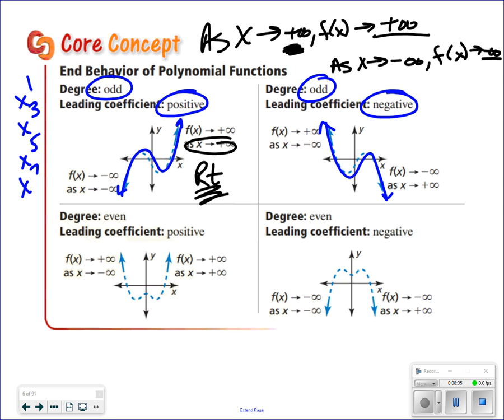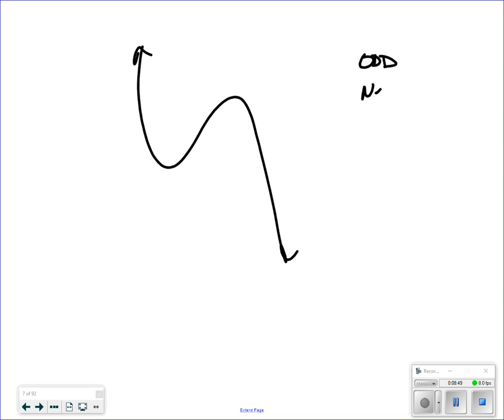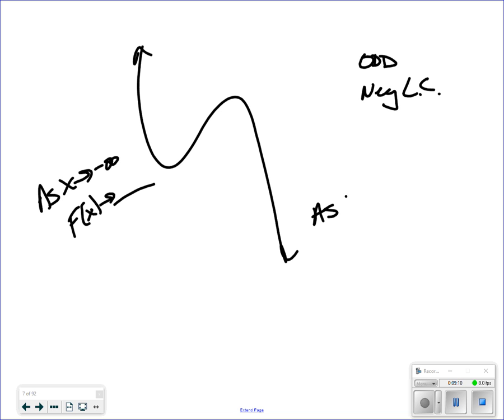So I want to give a better explanation on that. So I'm just going to put a blank and we're going to talk about it again. So let's say I had a picture that did this. So that's an odd and it's got a negative lead coefficient. So it goes upward in one direction, downward in the other direction, so it goes in opposite directions, and I know it's got a negative lead coefficient. With that being said, as x goes to negative infinity, f of x goes to blank. As x goes to positive infinity, f of x goes to blank. So that's what it's going to look like on your test.